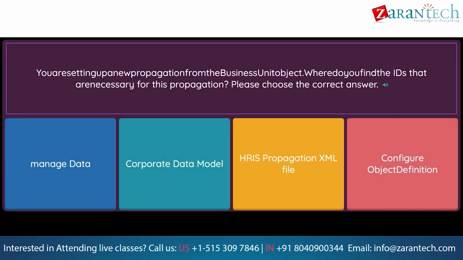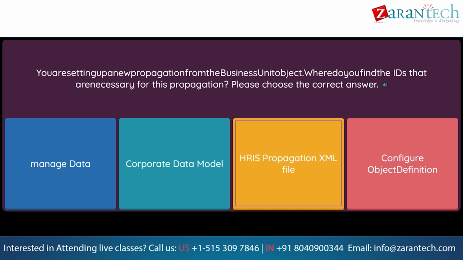Question: you're setting up propagation from the business unit object. Where do you find IDs that are necessary for this propagation? Please choose the correct answer. Option 1, Manage Data. Option 2, Corporate Data Model. Option 3, HRIS Propagation XML File. Option 4, Configure Object Definition.